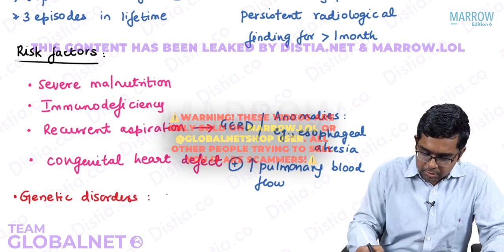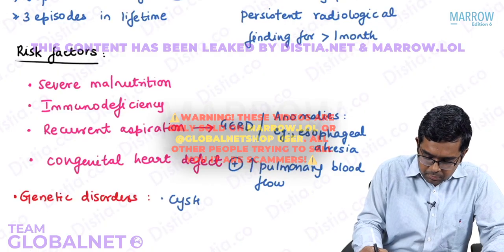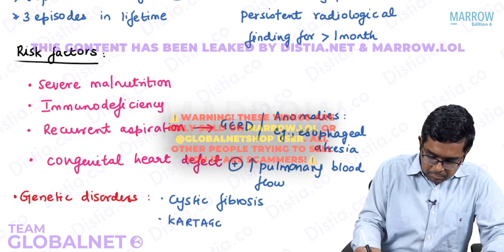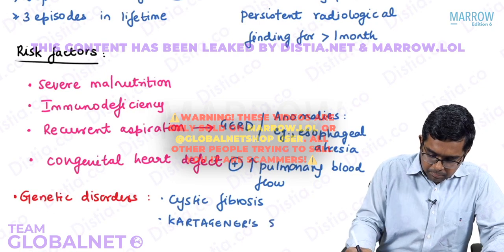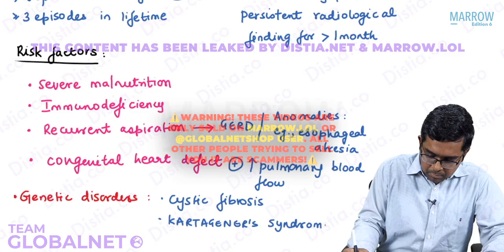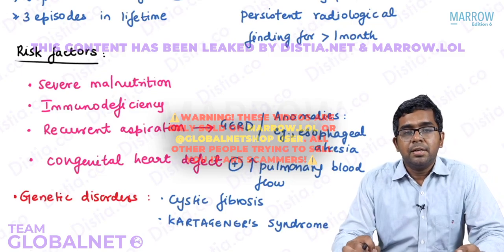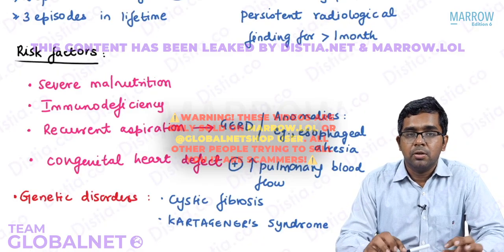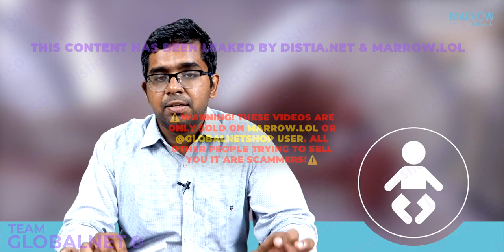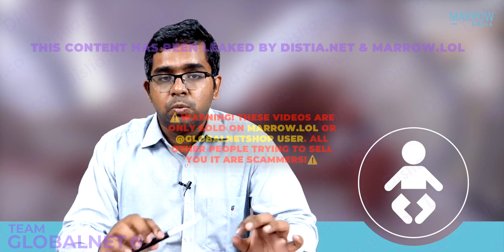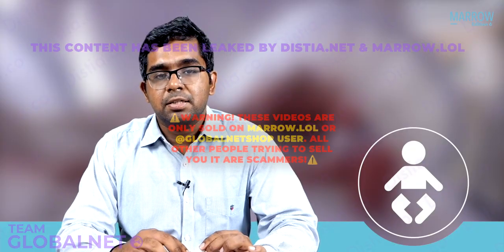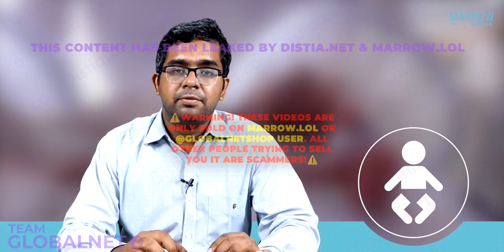Which includes two important disorders. One is cystic fibrosis and the other one is Kartagener syndrome. These are the important risk factors associated with the development of recurrent or persistent pneumonia in children. So please remember, you have to identify these risk factors and correct these risk factors. Only then can the future episodes of pneumonia be prevented. So this completes our discussion of lower respiratory tract infections in children.